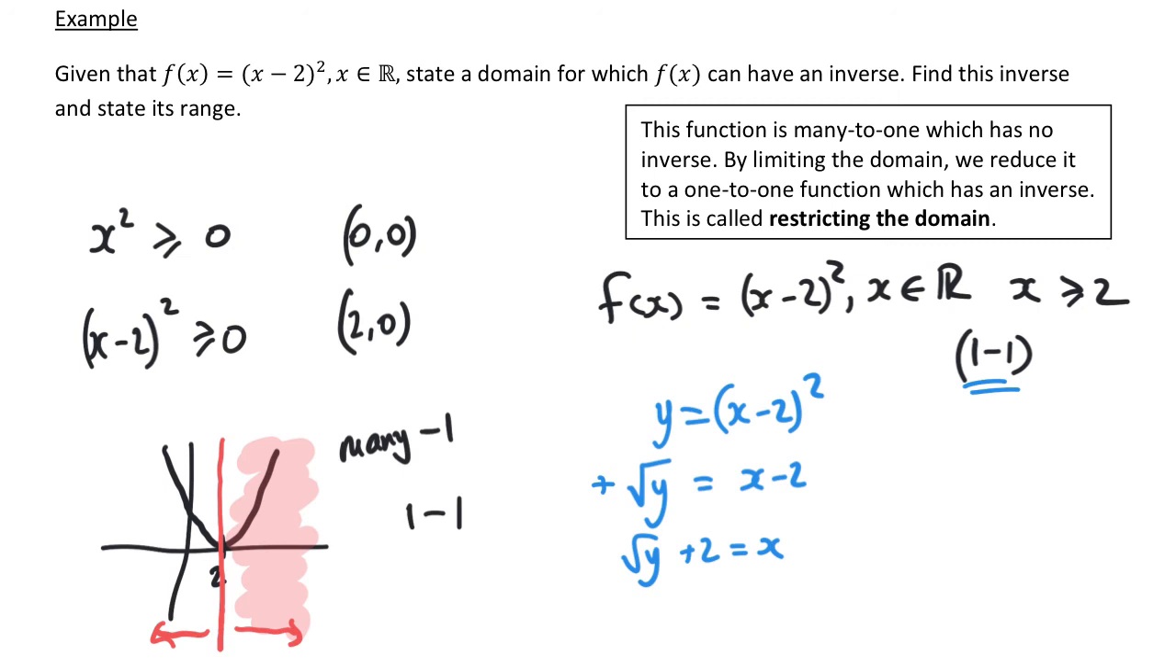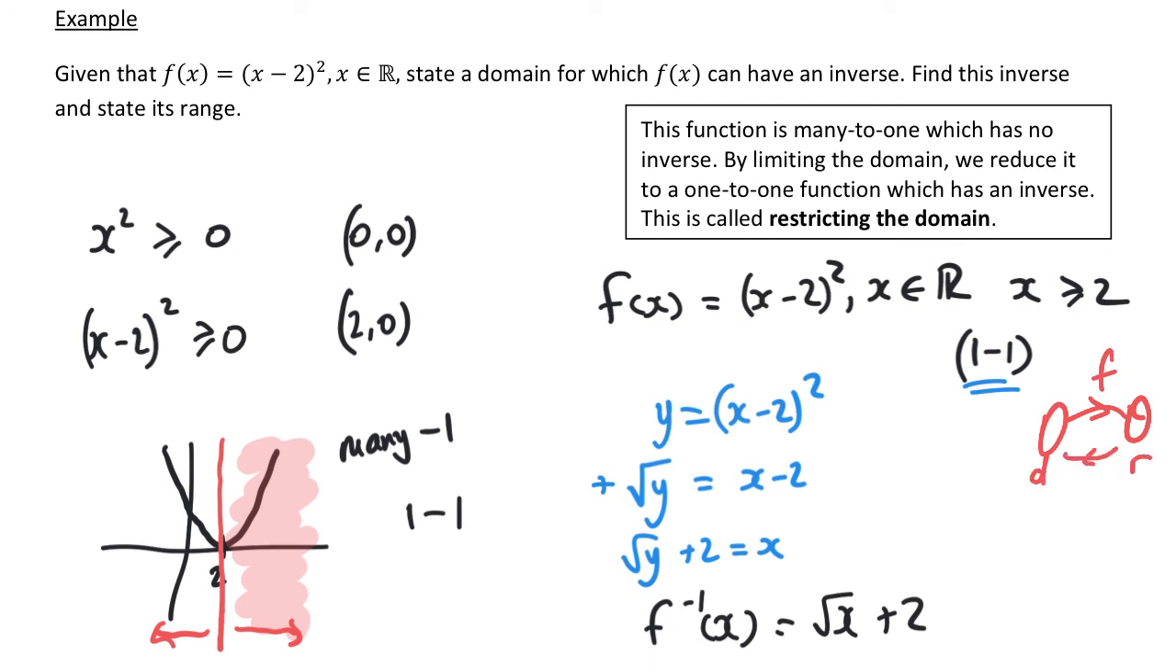So our inverse function then is going to be f to the minus 1 of x equals the square root of x plus 2. So we've found the inverse, now we need to find its range. And the range of this function is going to be the domain of the first one. If we think back to the basic function boxes, if we've got the domain being mapped to the range through f, where this is the domain and this is the range, the inverse function will do it the other way back.